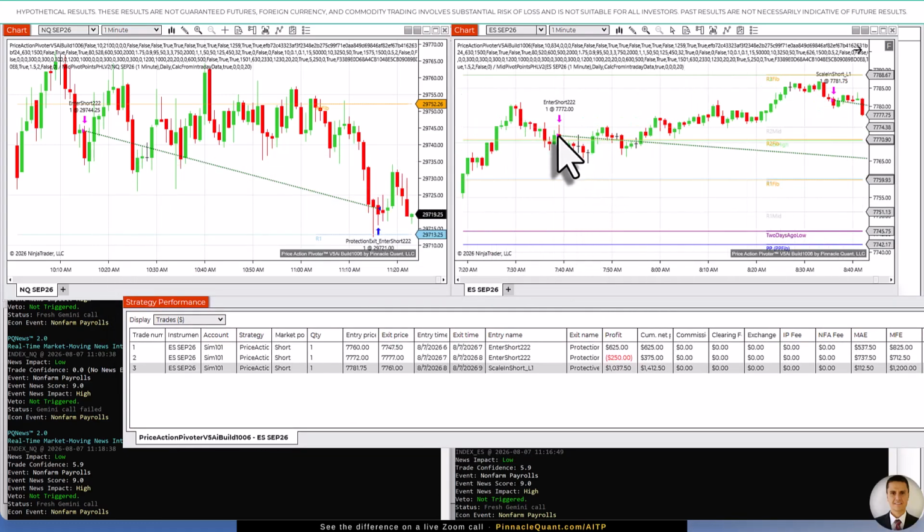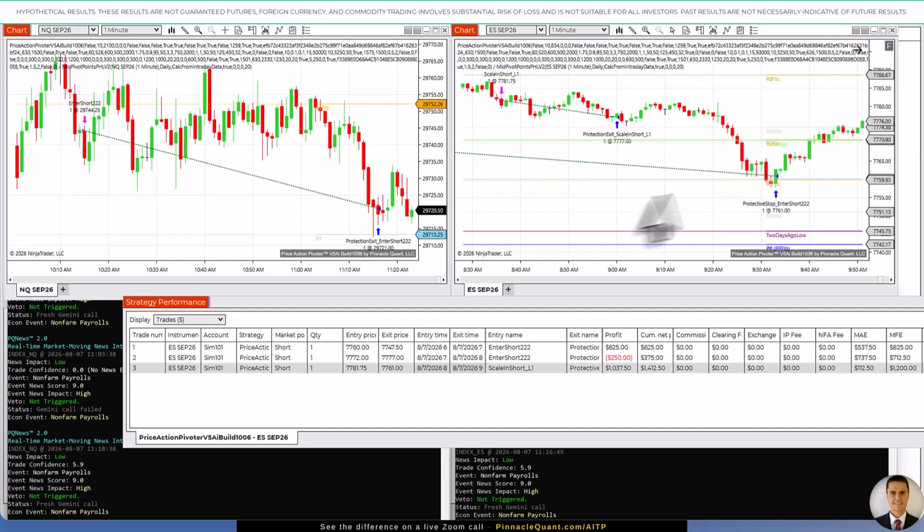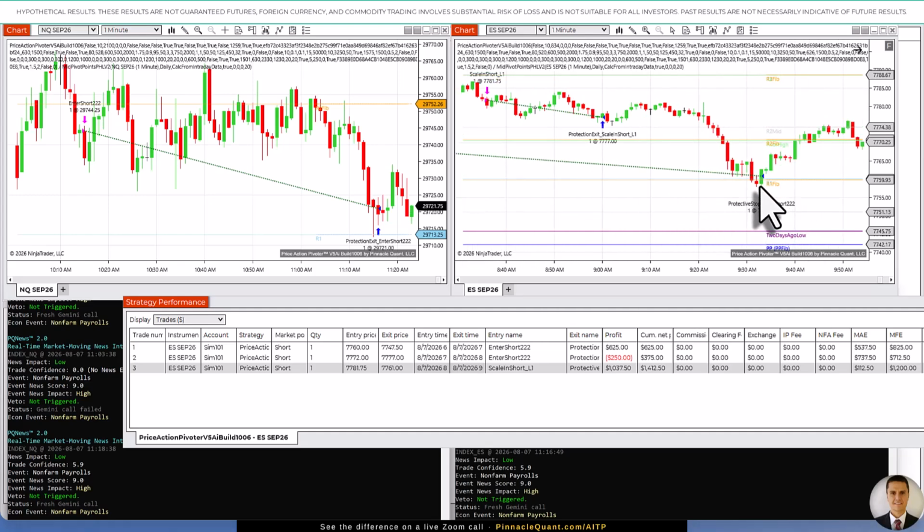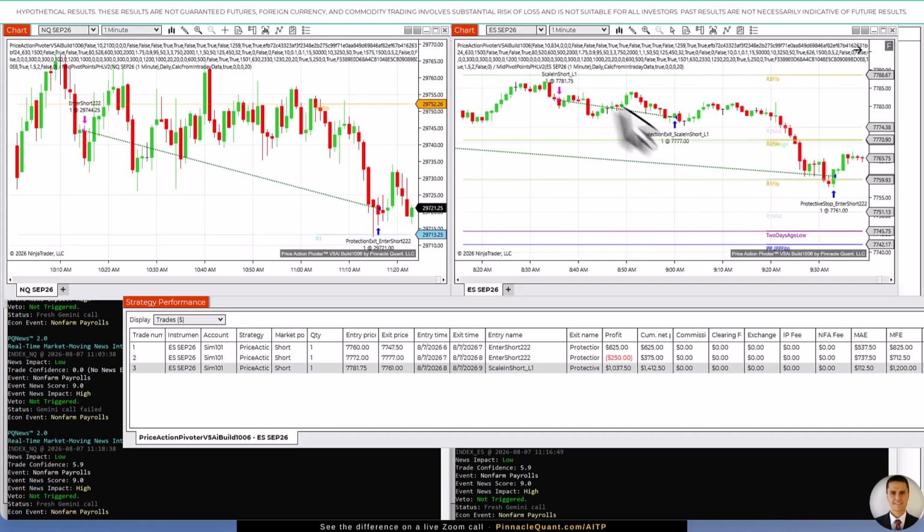That's 7772. That's your entry price. Your exit price is 7761. Your entry price on the short for the scale-in was 7781.75. Here it's 777. Okay, that's 4.75. Right? It's not even $250. But look at this. You see that? Entry short is this.